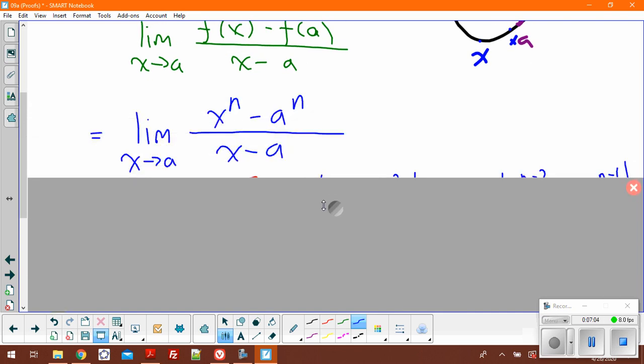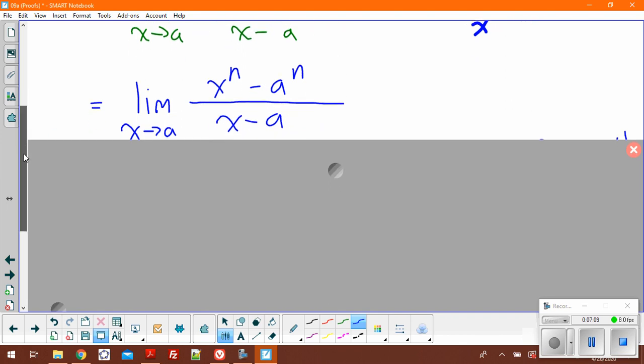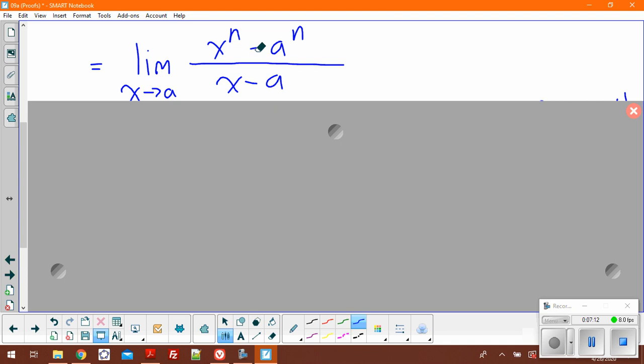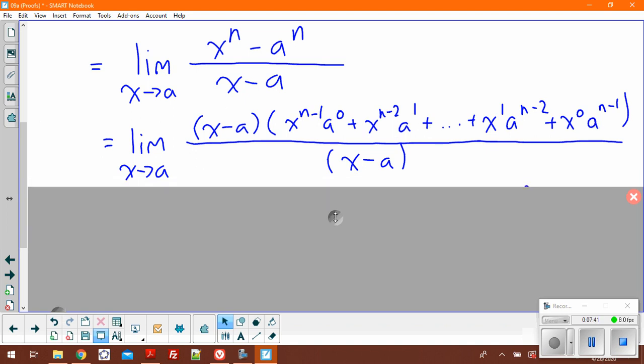So I start with x to the n minus a to the n over x minus a. What this proof relies on is a different expansion. I know that a is a root of the top, so I can factor this. The numerator becomes x minus a times this expression here: x to the n minus 1, a to the 0, x to the n minus 2, a to the 1, and so on, over x minus a.